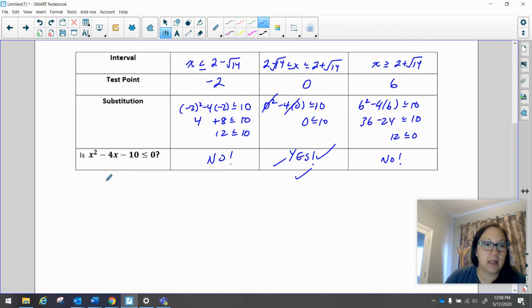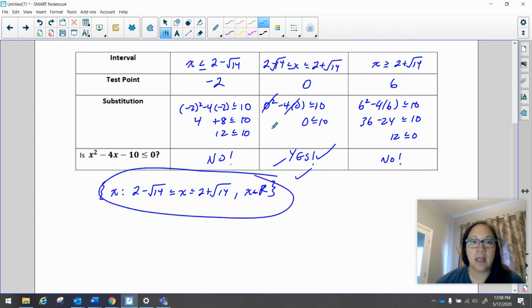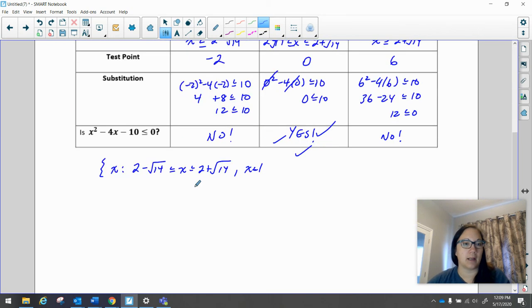I'm just going to write it out in final form. So my solution is any x values as long as x is between 2 minus root 14 and 2 plus root 14, and x belongs to the set of all real numbers. So just make sure little details like, is it just a less than sign or is it less than or equal to? You look back to your original question for that information. But whatever you see here is the same kind of symbol you're going to see in your answer.